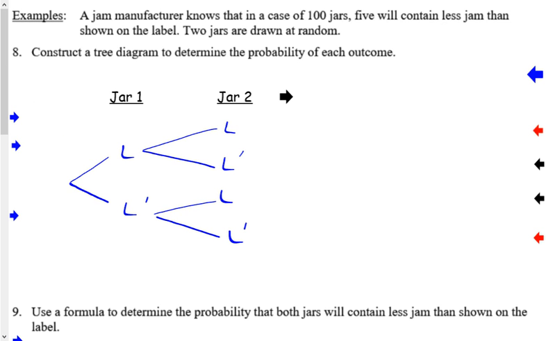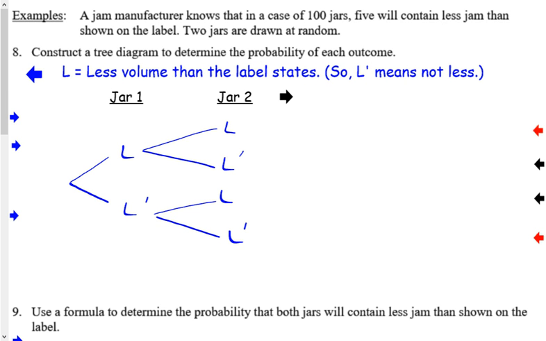Okay, so here's how we'd use a tree diagram. We would say, well, first I should define my term. So I'm going to say L is going to mean less volume than the label states, which means L prime is not less. So we like L prime because then you have at least as much jam as the jar says it's going to contain.